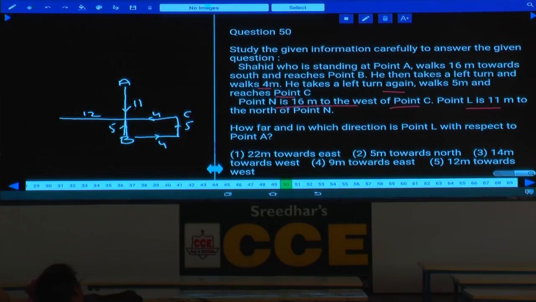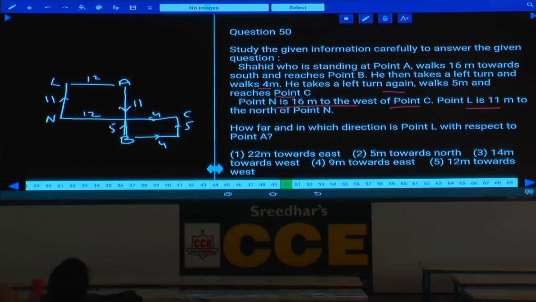Now from this point N, this L is again 11 meters. Now this 11 and this 11 are one and the same. Hence these two are at the same place. Now L and A are in the horizontal direction. Now here the distance is how much? 12. Here the distance is 11. Clear now?